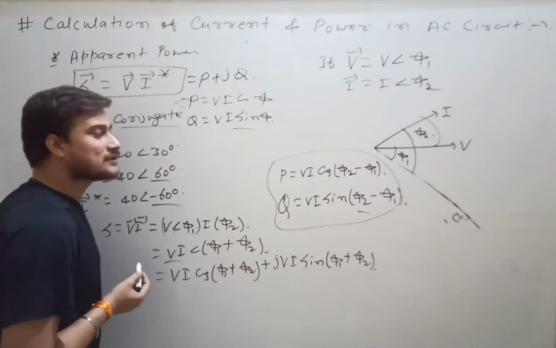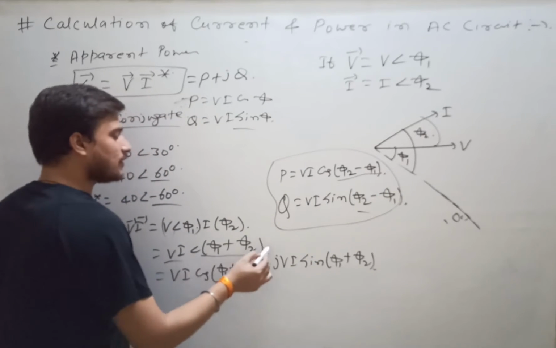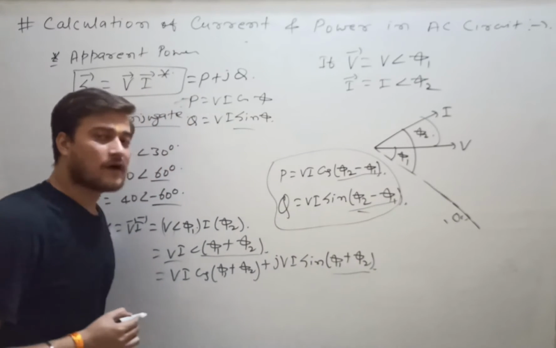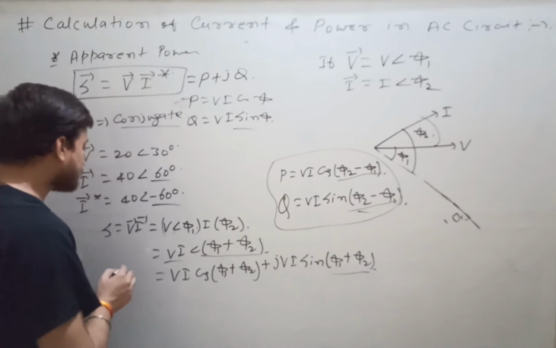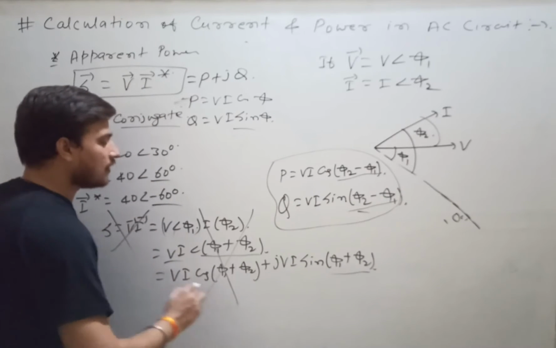What should be the expression of real power? It should be phi 2 minus phi 1. Here what is coming? Phi 2 plus phi 1. It should also be phi 2 minus phi 1, but it is coming phi 1 plus phi 2. That means this formula is completely incorrect.